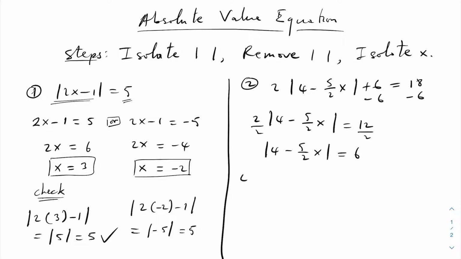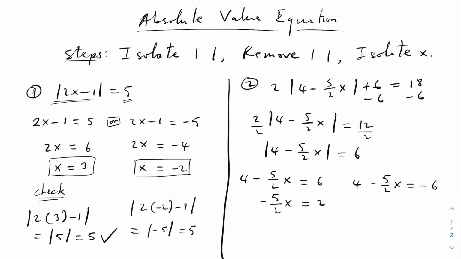Now that you have step 1 done, you can remove the absolute value by considering the positive and negative side of your equation. So I'm going to have 4 minus 5x over 2 equals 6. And on the other side, I'm going to have 4 minus 5x over 2 equals negative 6. Let's look at the first equation and try to solve it. I'm going to subtract 4 on both sides, which will give me negative 5x over 2 equals 2.